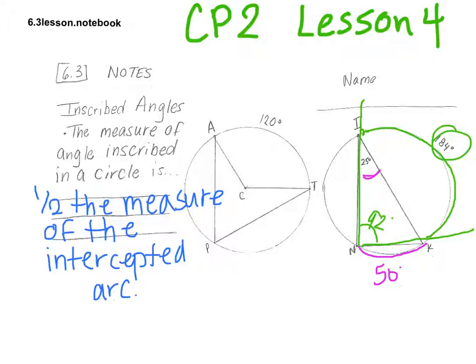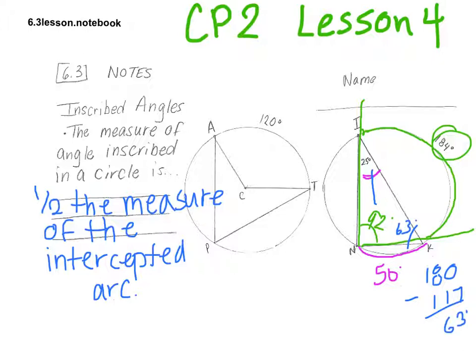A couple of ways to find angle K. One is to notice that if you take 180 degrees and subtract these two angles added together, which happens to be 117 degrees, you end up with a measure for angle K, which would be 63 degrees.